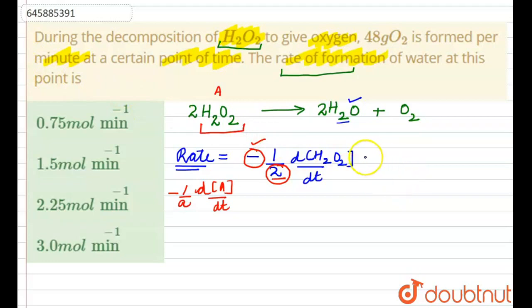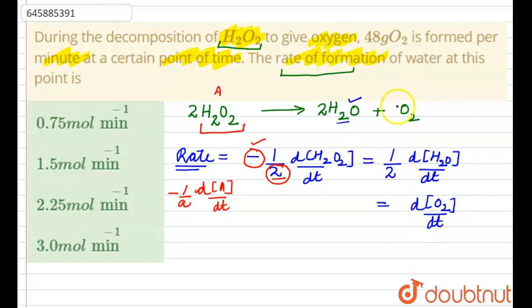And it is further equal to the appearance of the products. On the product side we have water and oxygen, so it is equal to 1 divided by the coefficient of water, that is 2, d of H2O with respect to time, dt. Here we have a positive sign because it is the appearance of the products, and it is further equal to d of O2 with respect to time, dt. Here we have coefficient 1 because we have one coefficient for this oxygen.